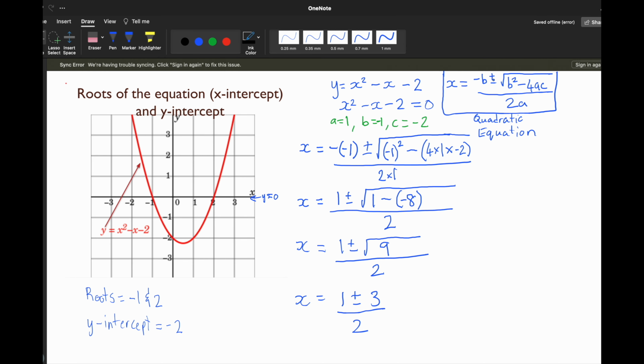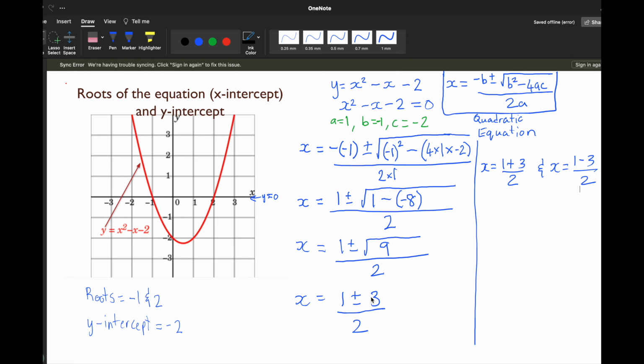So notice how we went from here straight down to this, straight to this, straight down. Now, what we need to do now is understand what this plus or minus mean. All this means is we're going to do 1 plus 3 first, and then we're going to do 1 minus 3. Okay, so we have 2 options here now. So the first one we're going to do is x is equal to 1 plus 3 over 2, and then we're going to do x is equal to 1 minus 3 over 2. So essentially what this does is it allows us to have the 2 options.